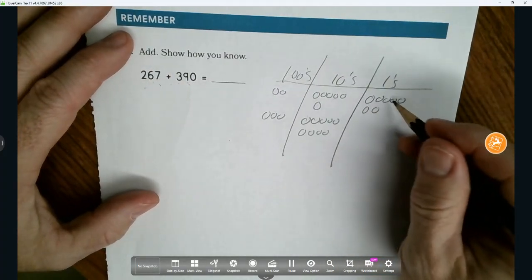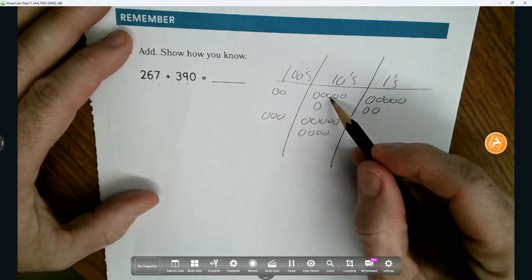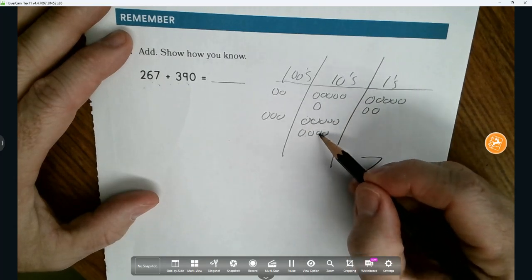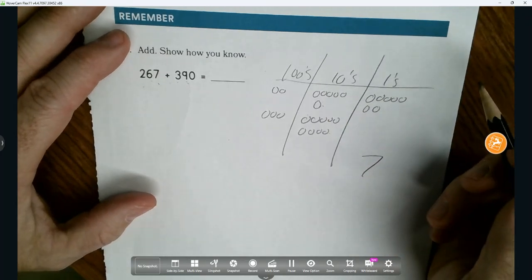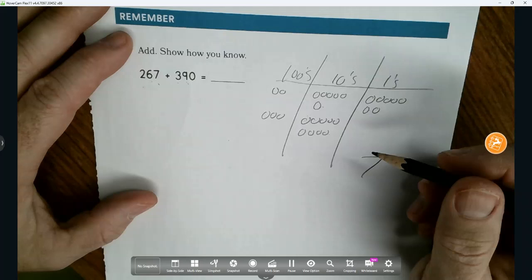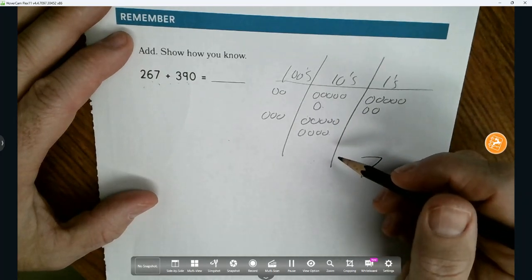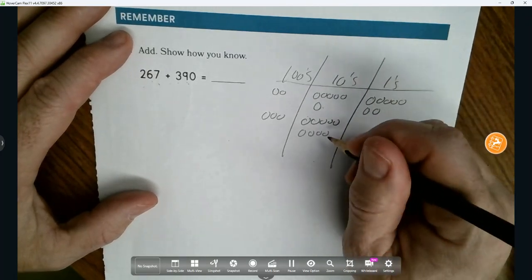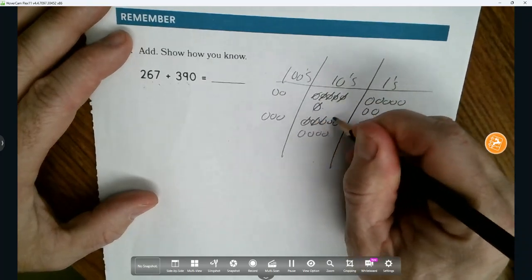So we have 1, 2, 3, 4, 5, 6, 7 1s. Let's count our 10s. 1, 2, 3, 4, 5, 6, 7, 8, 9, 10, 11, 12, 13, 14, 15, 16. I'm off by 1. 16. So we can only have at the most 9 here. So we need to get rid of 10, right? Because 10 would go over. So let's get rid of 10. 1, 2, 3, 4, 5, 6, 7, 8, 9, 10.